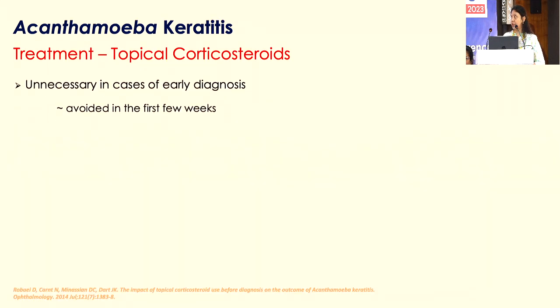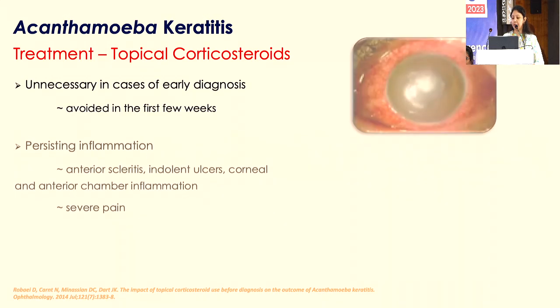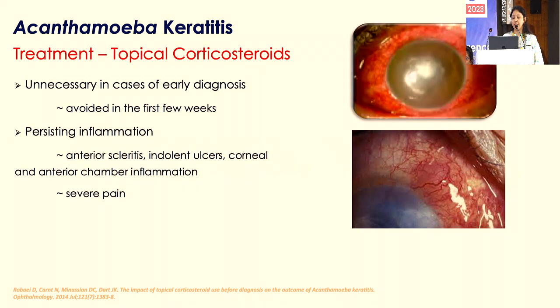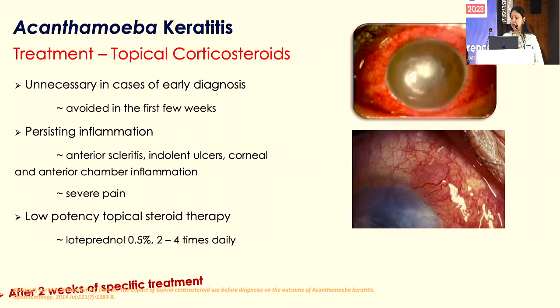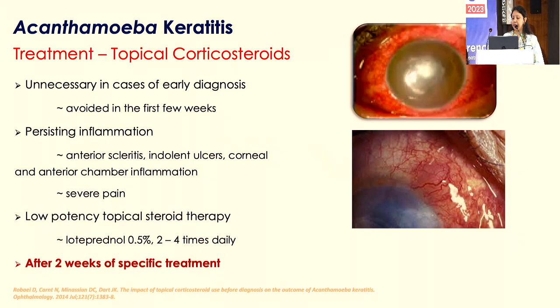In relation to topical corticosteroids, they should be avoided in the first few weeks of disease. This is because there is a potential risk of promoting encystment and increasing the number of trophozoites. But if there is persistent anterior segment inflammation and pain, you can use corticosteroids, always after 2 weeks of a specific anti-amoebic therapy. And one should not prescribe steroids without concurrent administration of anti-amoebics.